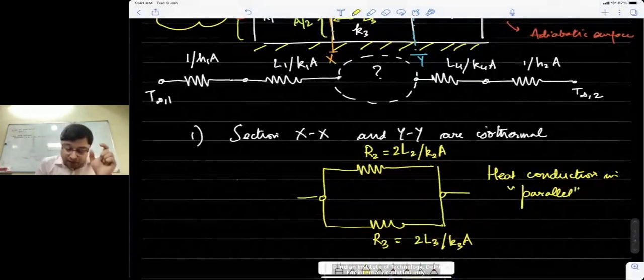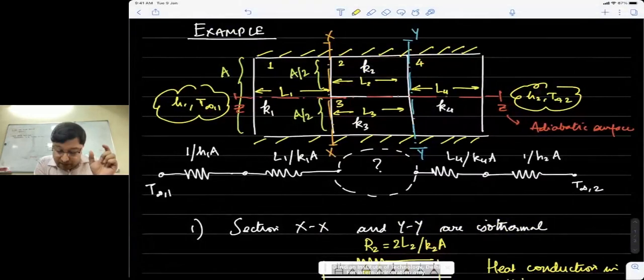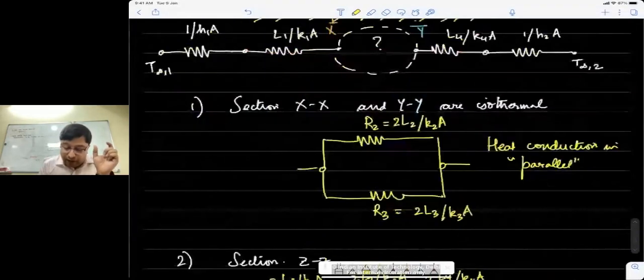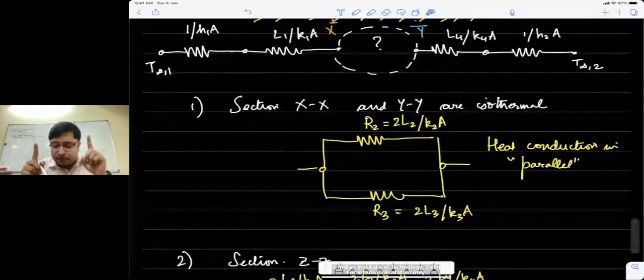The delta T for the two slabs, 2 and 3, we have assumed to be the same, because that's what we have done here. If you look at this network now, the delta T across which heat is flowing is the same. Resistances are different, so heat flow will be different. Yes, sir. So the current will be different in each section, but it's still flowing under the same potential difference, the same temperature difference.